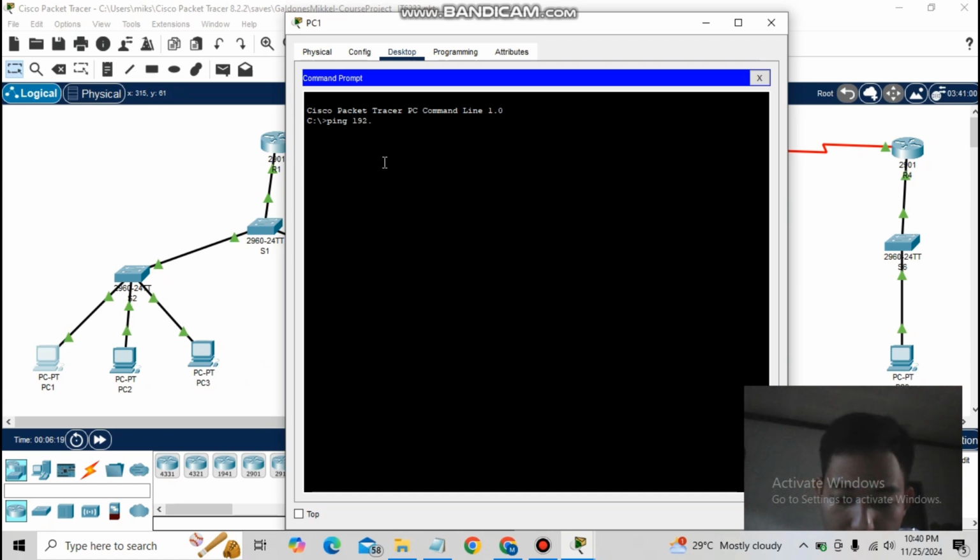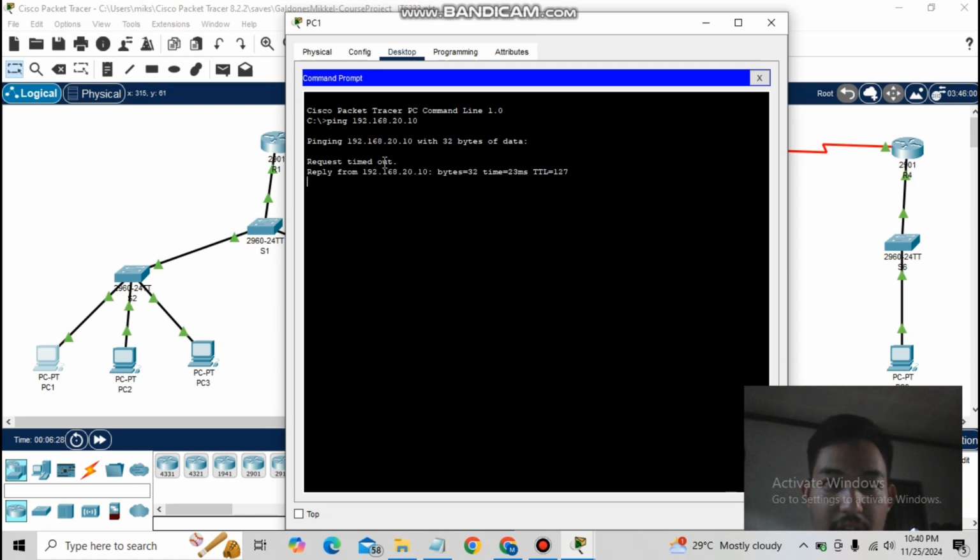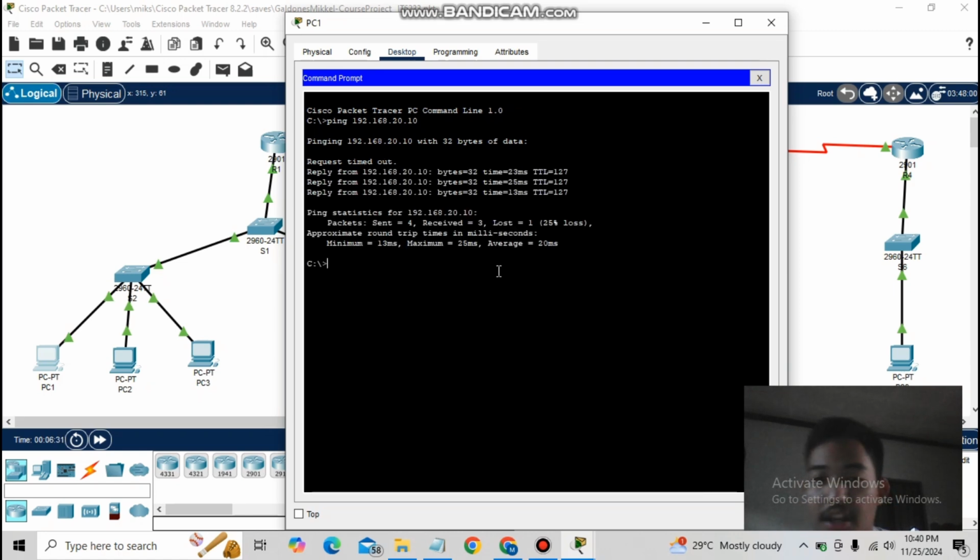So let us ping 192.168.20.10, and it is taking some time, but I believe it will be a success since we have configured this properly. And even though one packet was dropped, we can see that the other three were indeed successful, only indicating a 25% loss.